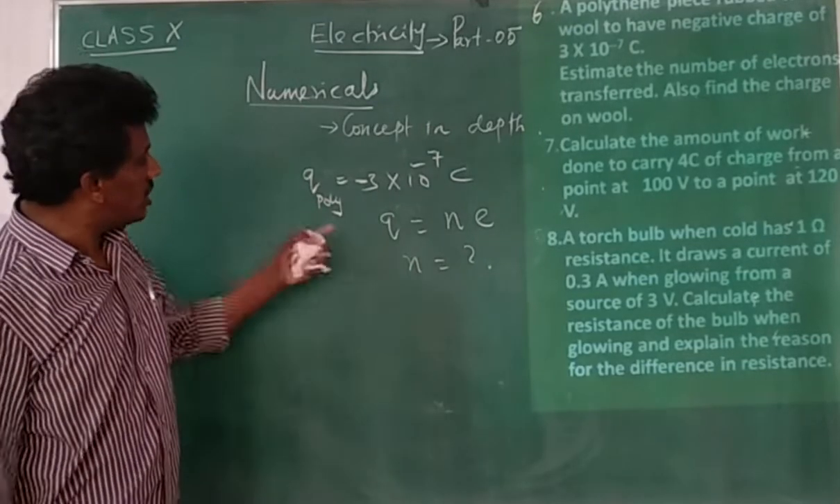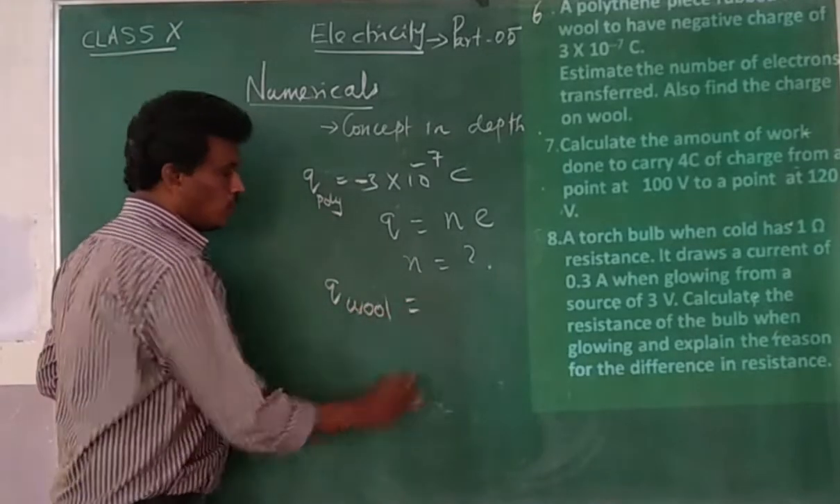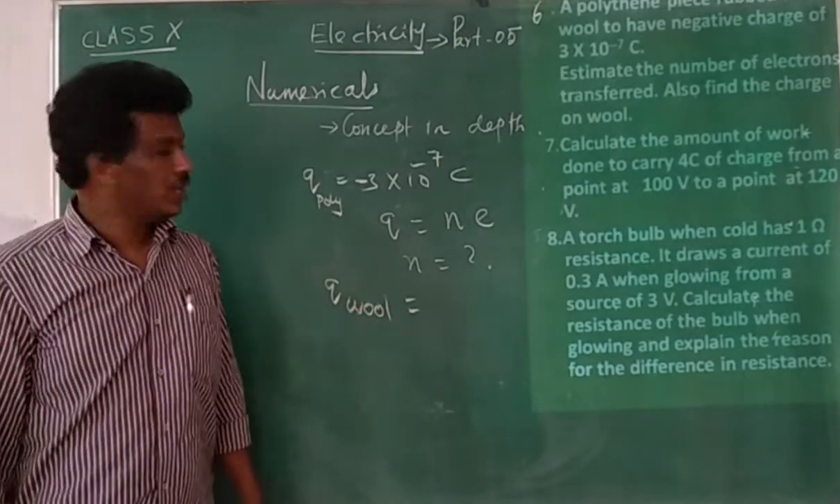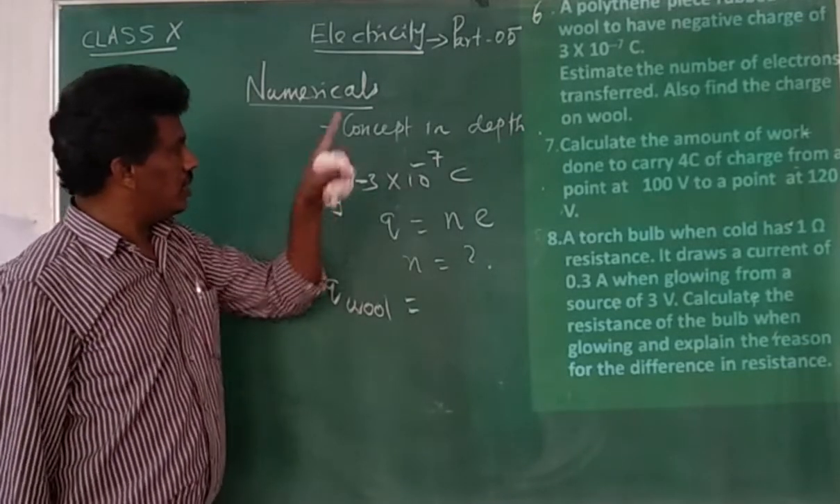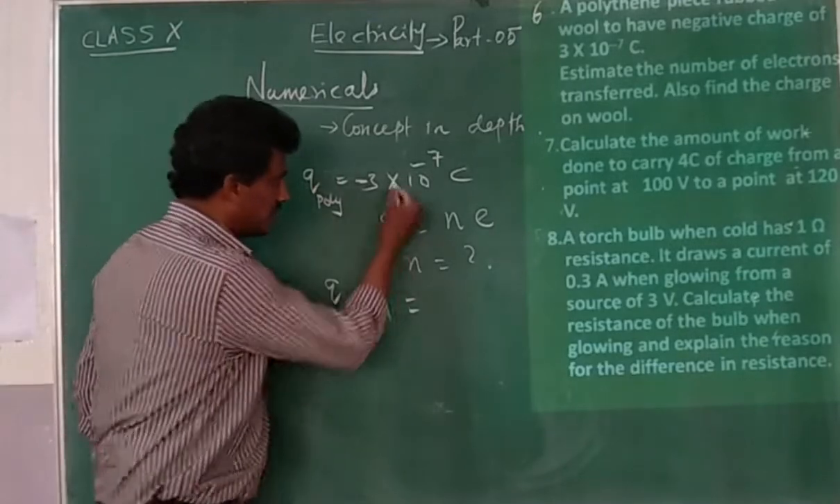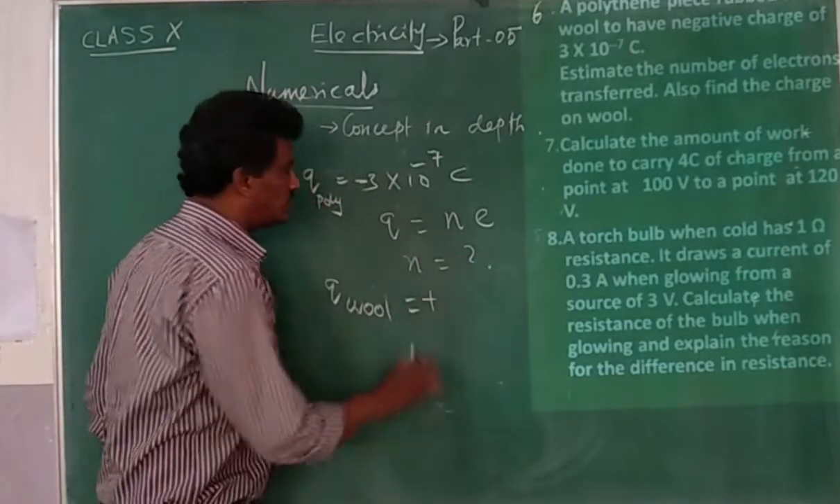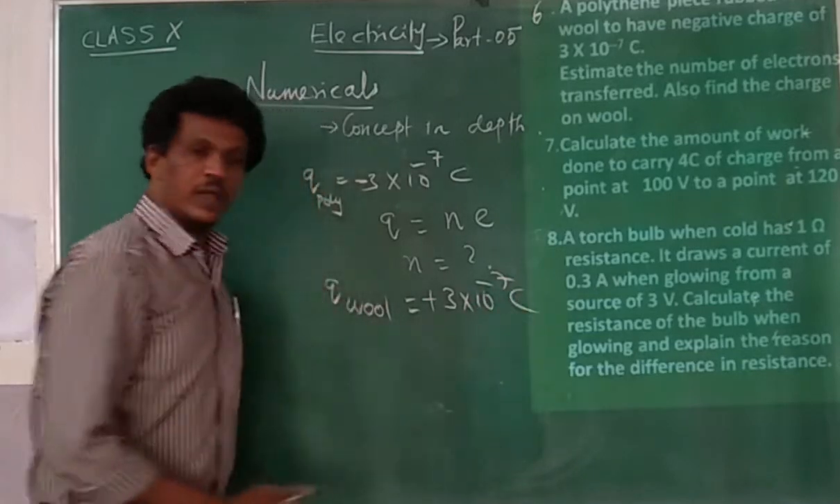Second one, what is asked? Find the charge on wool. How much charge on wool? You tell me. How much charge here? Minus 3 into 10 power minus 7 coulomb. Very good. The same amount only, but positive. 3 into 10 power minus 7 coulomb.